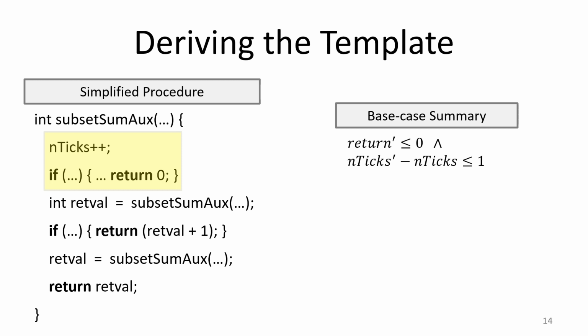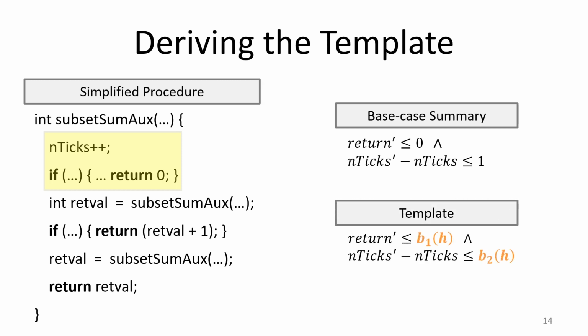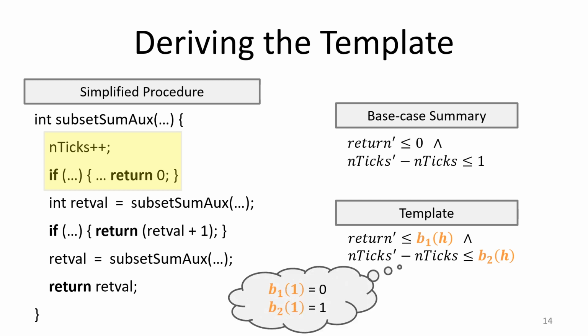Now, we produce the procedure summary template by generalizing the base case summary. To do that, we replace each constant right-hand side with a function symbol, representing an unknown function, as shown here. As a result, we have a template summary that we know is applicable to the base case at least because if we substituted a 0 in place of b1 of h and a 1 in place of b2 of h, we would get back our original base case summary. For that reason, the procedure's base case corresponds to the initial condition of our height-based recurrence. Eventually, though, we want to replace each of the unknown function symbols with the closed-form solution of some recurrence.